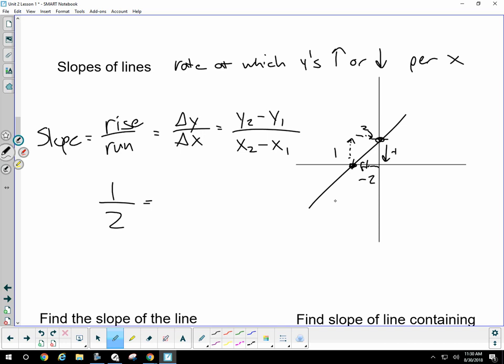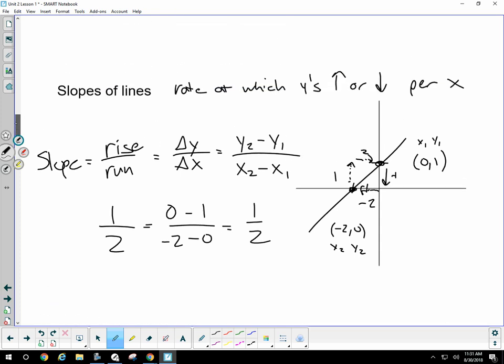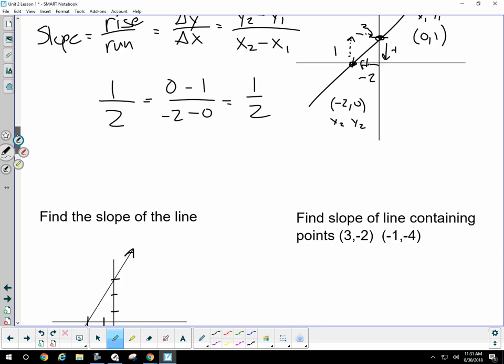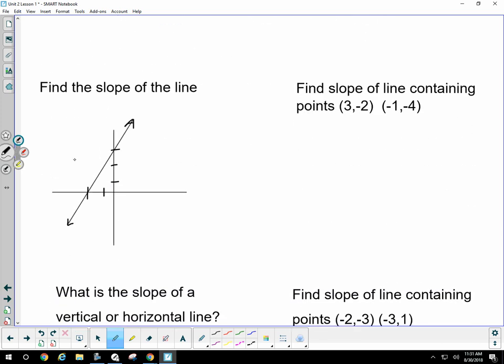If you thought of these as points, this is the point -2, 0, and this is the point 0, 1. You could also, as long as you are consistent, say this is our x1, y1, and this is our x2, y2. We can use this formula, subtract the y coordinates from each other, 0 minus 1 over -2 minus 0, and we'd get the same slope. Okay? Is slope n? Yes, we'll get to the notation that we use for slope when we get to the equation. Find the slope of this line.